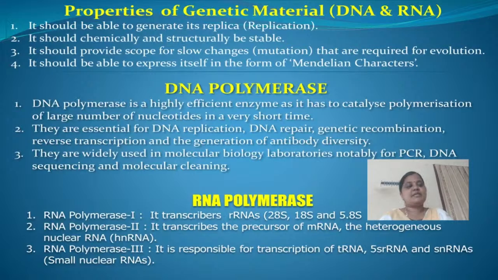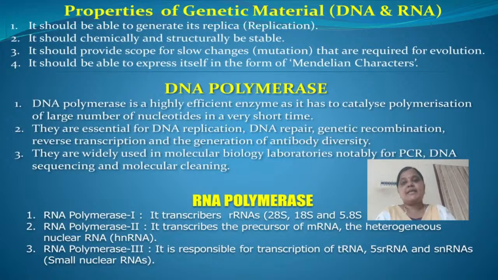The third property is that it should provide scope for slow changes, mutations, that are required for evolution. Once again, I repeat the property: it should provide scope for slow changes, mutations, that are required for evolution. It means both DNA and RNA are able to mutate.